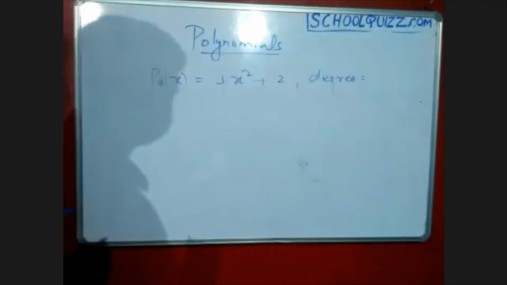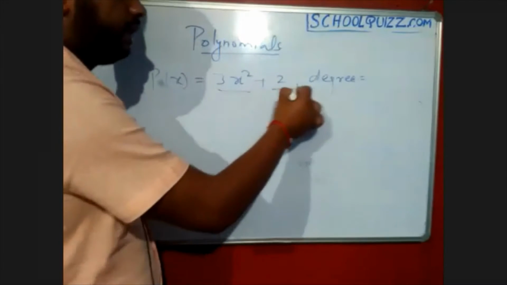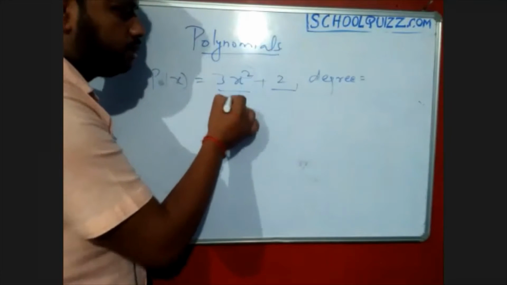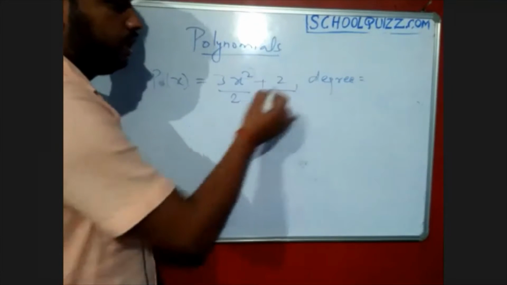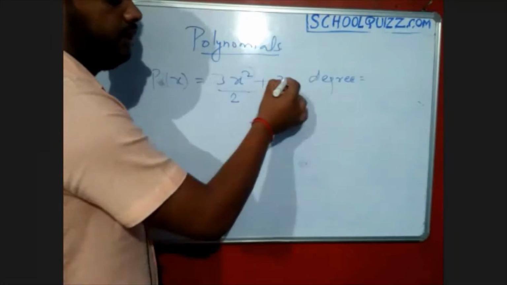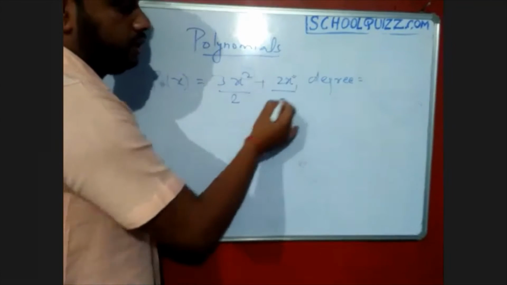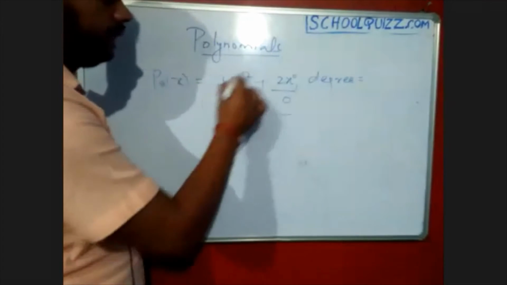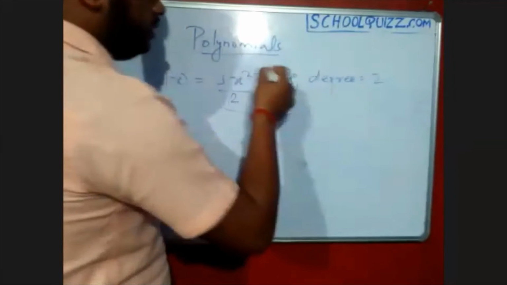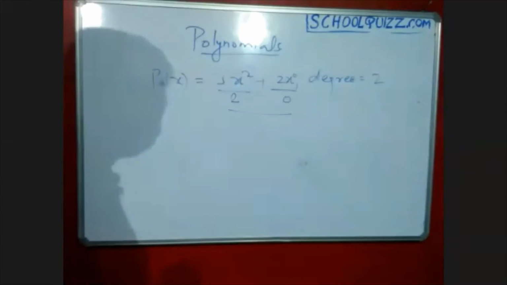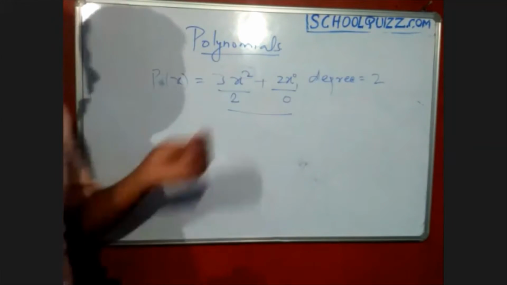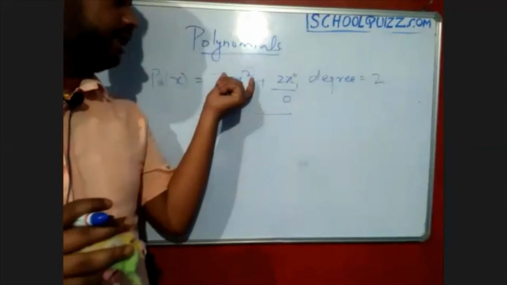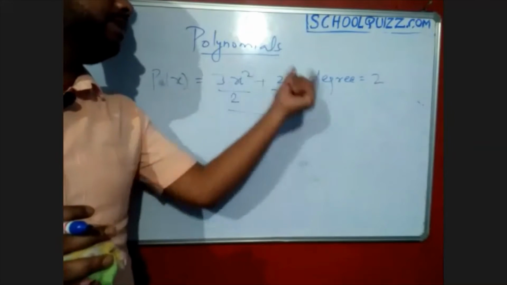Degree is based on the terms. Here the power is 2, so the degree of this term is 2. Here the constant term can be written as x to the power 0, so the degree is 0 here. So overall the degree we can represent is 2. This expression has degree 2. So degree is based on the variable's power, that is, what is the power of that variable.